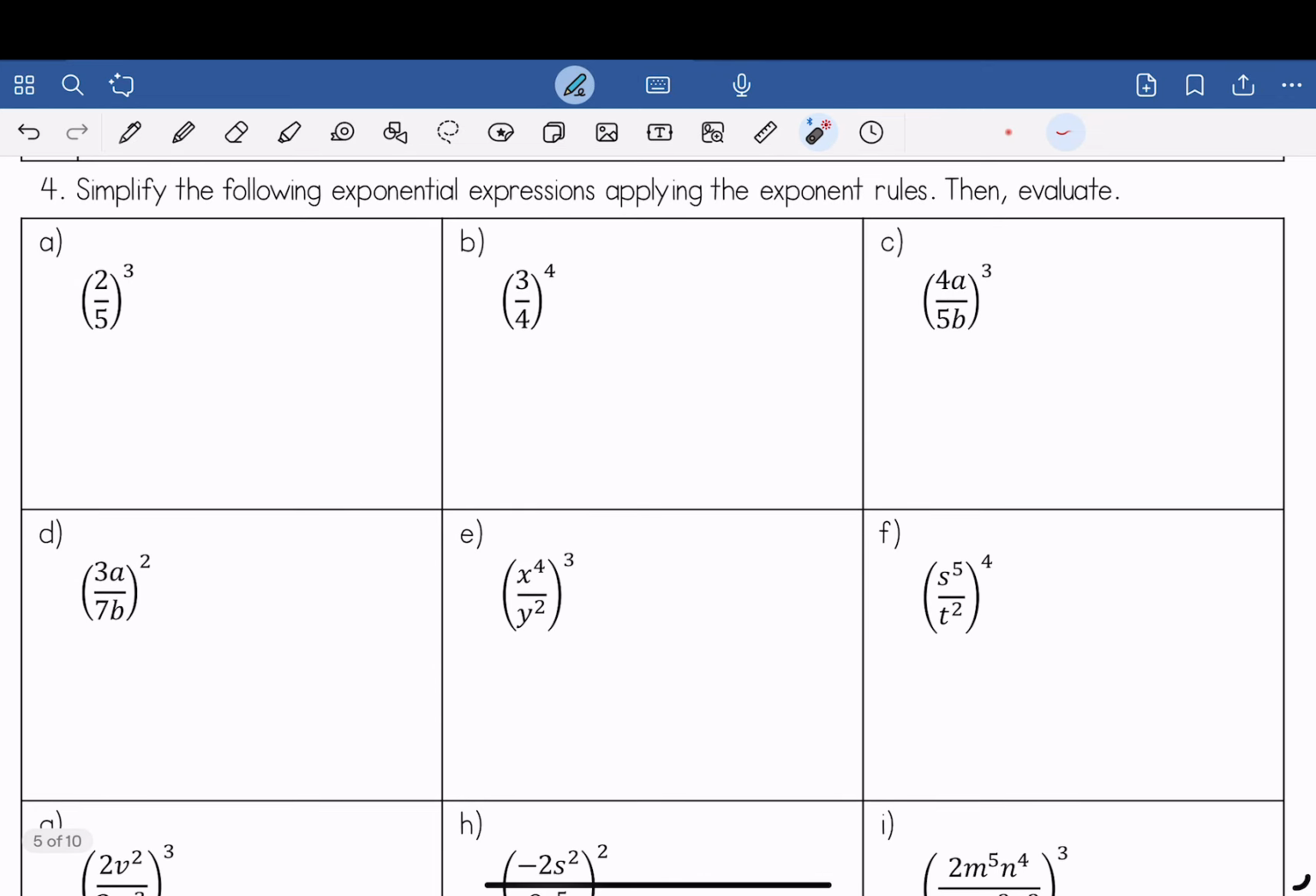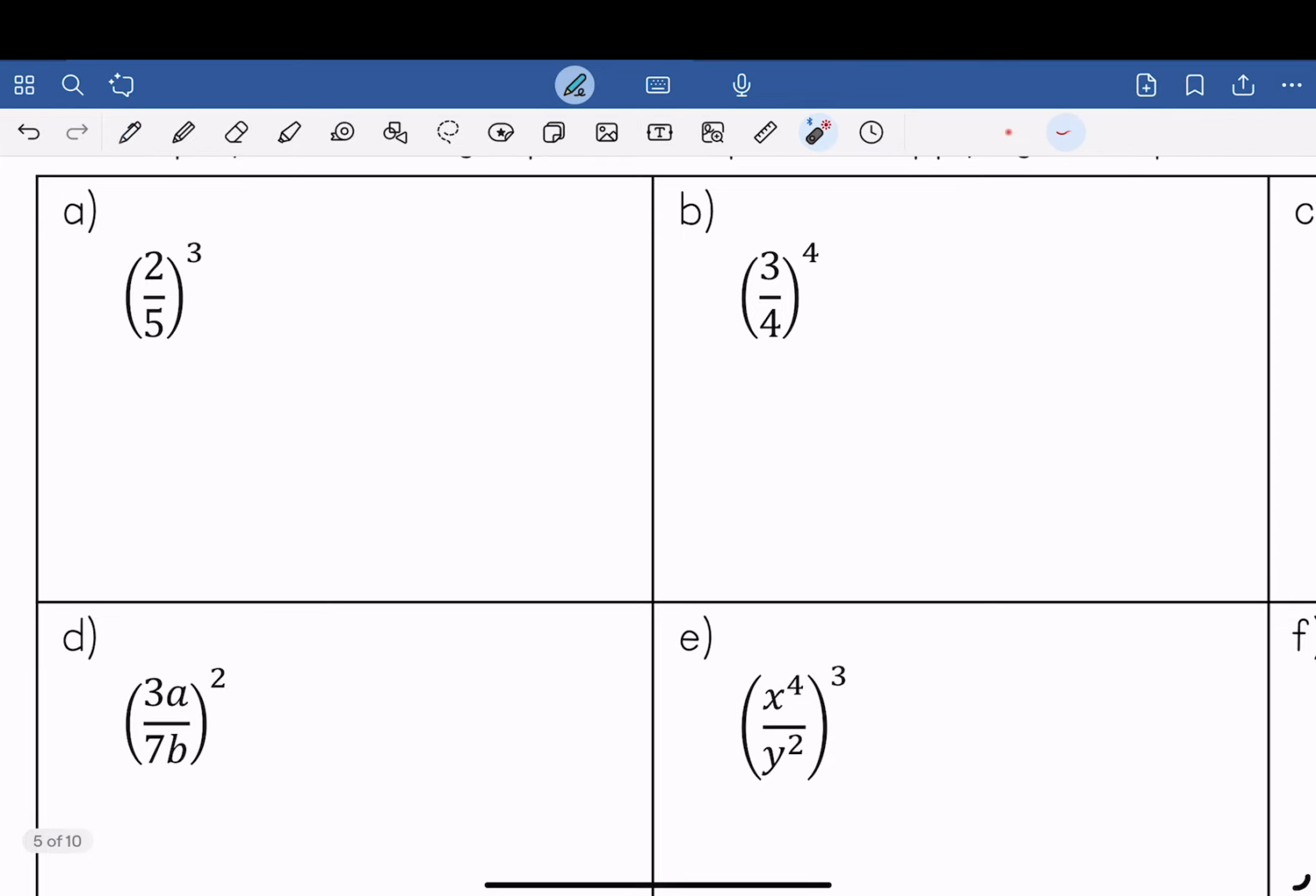Example number 4. Simplify the following exponential expressions applying the exponent rules, then evaluate. So we have here 2 divided by 5 to the power of 3. I'm going to zoom in. So the 3 will be distributed to the 2 and to the 5. So it is equal to 2 to the power of 3 divided by 5 to the power of 3. And the question did ask us to evaluate. So 2 to the power of 3 is 8 over 125.